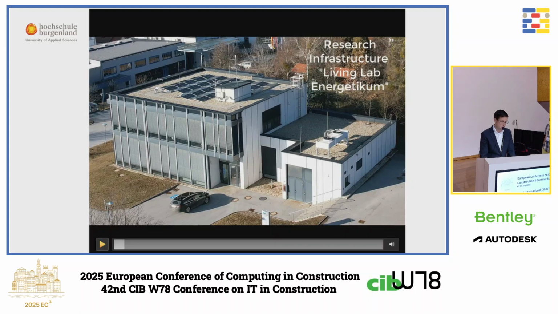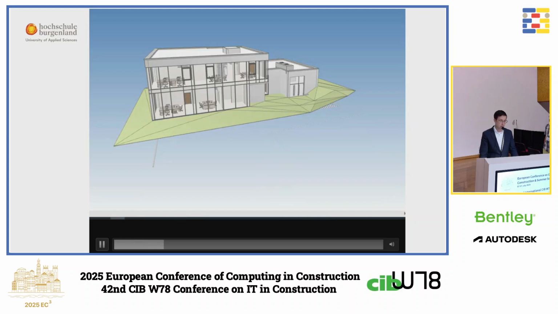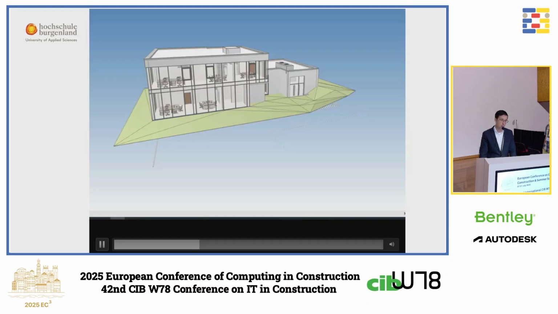What you can see in this picture is our research infrastructure. This building is called the Living Lab Energeticum. From this building we have information from the design phase. We have a BIM model, the architecture, for example, but also the MEP components like the heating systems, the ventilation systems, which is very complex.